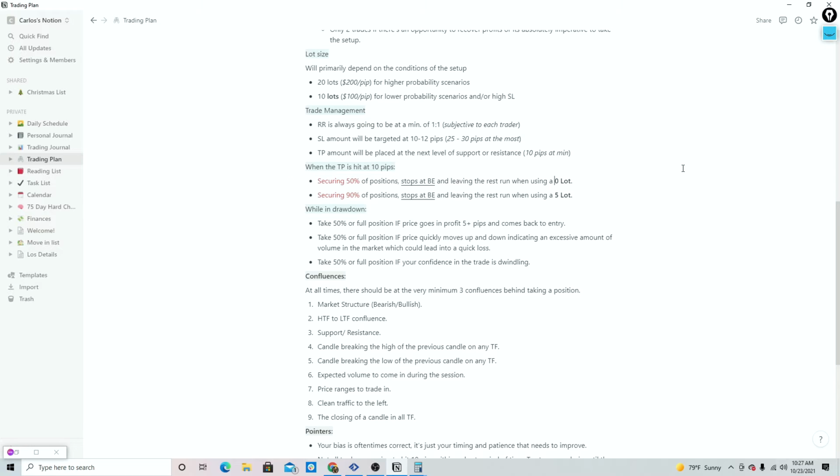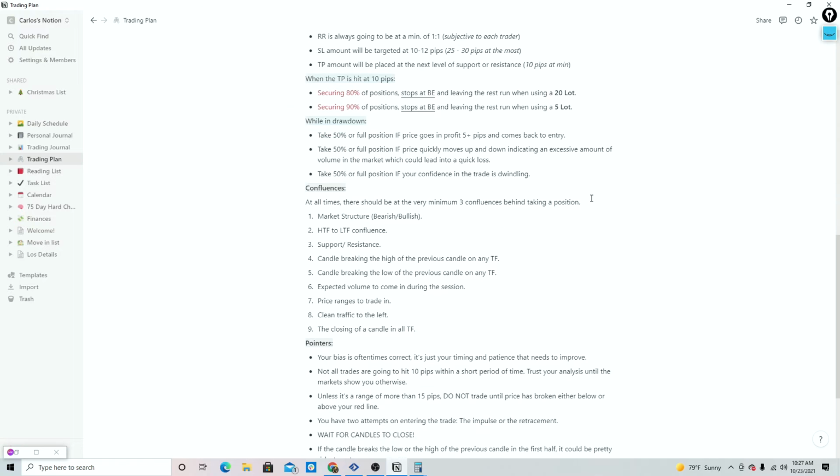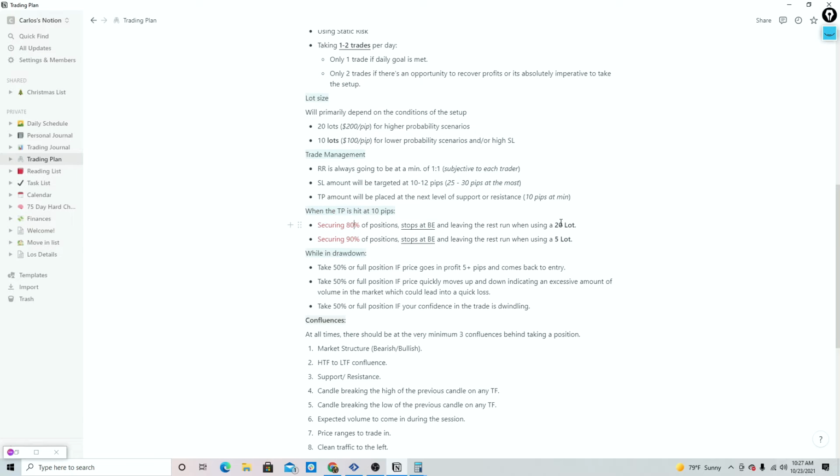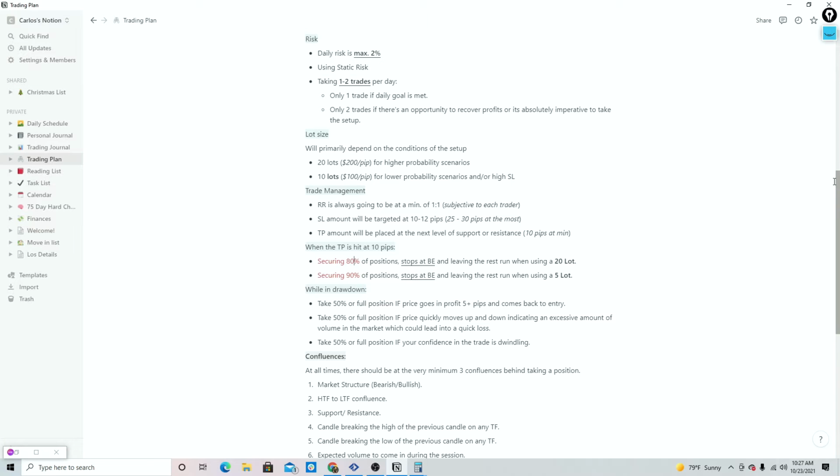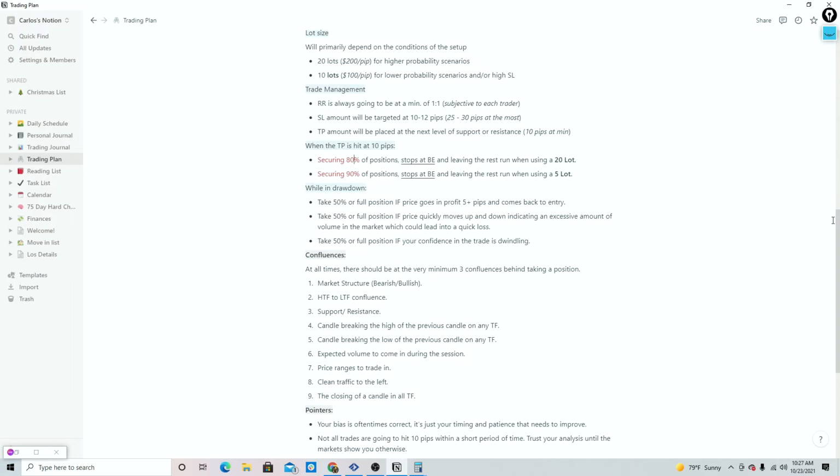First of all, we're using 20 lots now. Let me put this in bold, right? And we're going to put 80% of positions, stops at break even, and leaving the rest to run when using a 20 lot. Yep, I like that a lot, because we're using a higher lot size, right? If we're using a higher lot size and we hit minimum 10 pips, that's about $2,000, and secure that, be like $1,800, and then just leave 20% of the position to run, right?